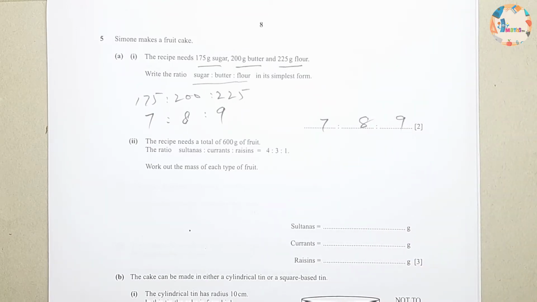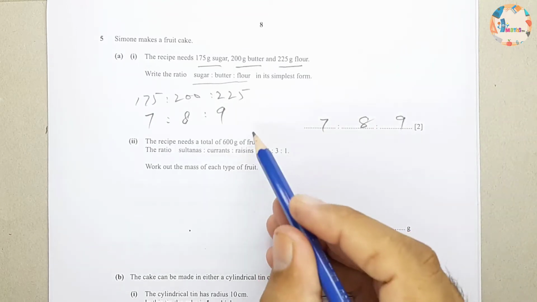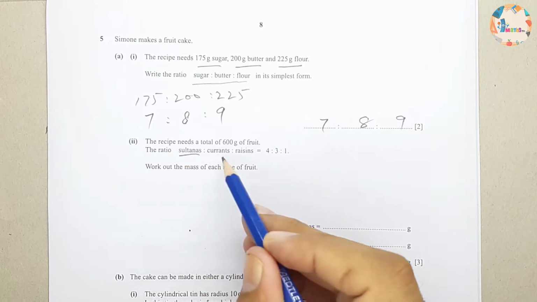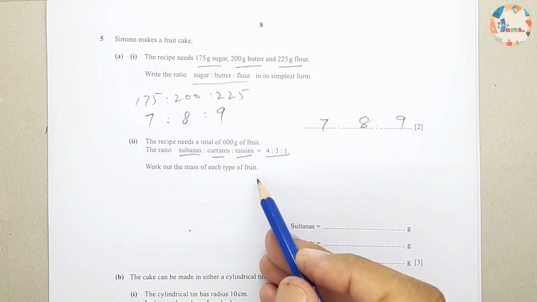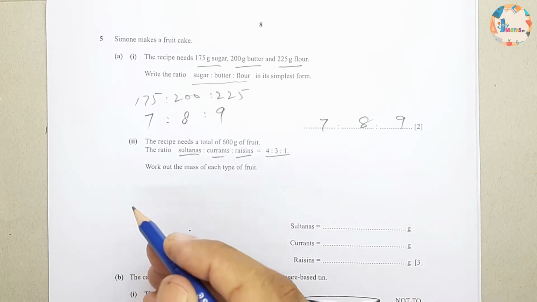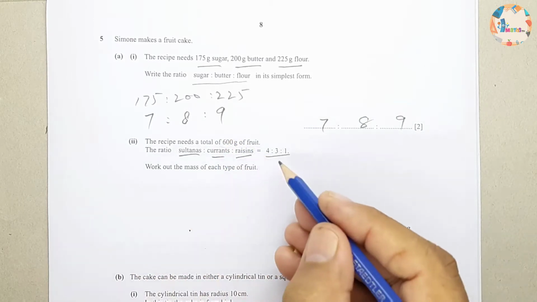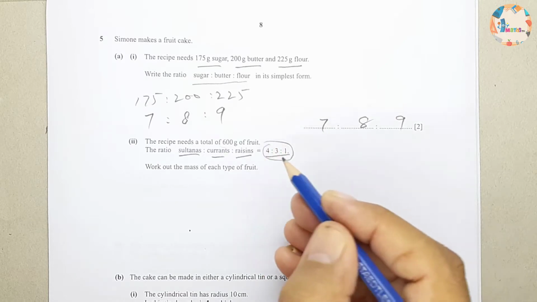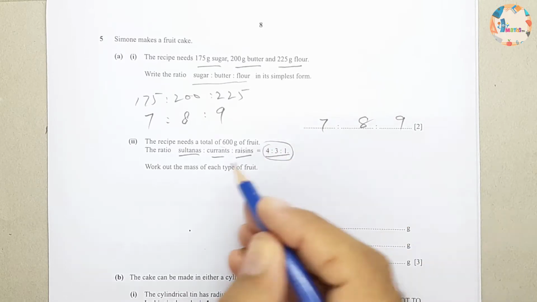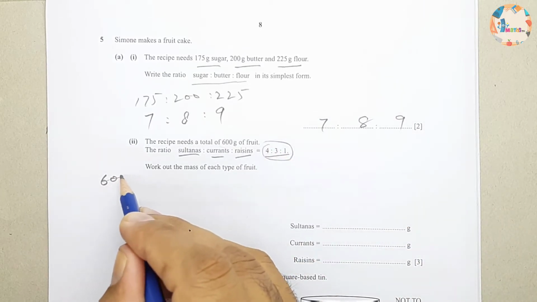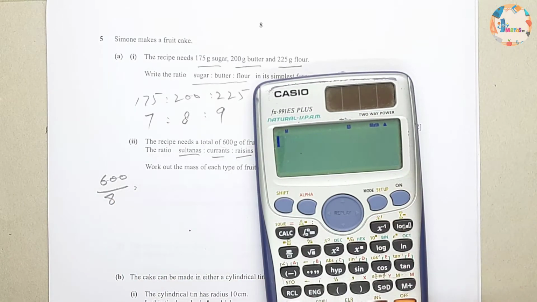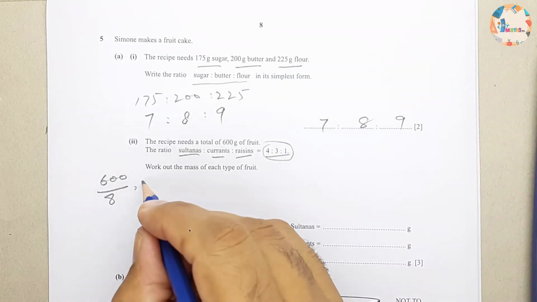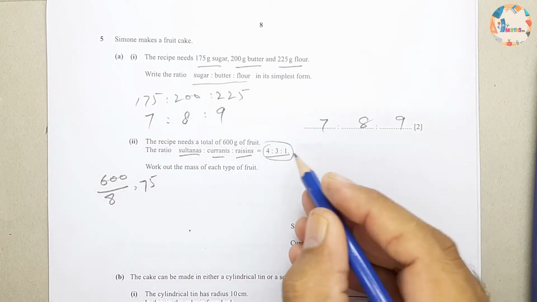The recipe needs a total of 600 grams of fruit. The ratio of this is this much. So work out the mass of each. So 600 grams is divided into 8 portions, 4 plus 3 plus 1 will be 8. So 600 grams divided by 8 will be equal to 75. So each portion will be 75.